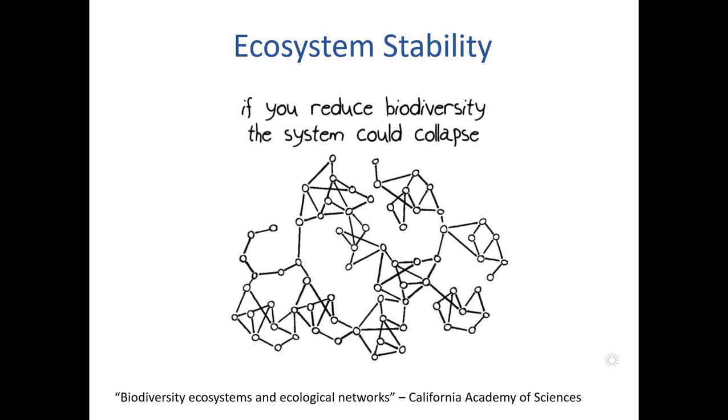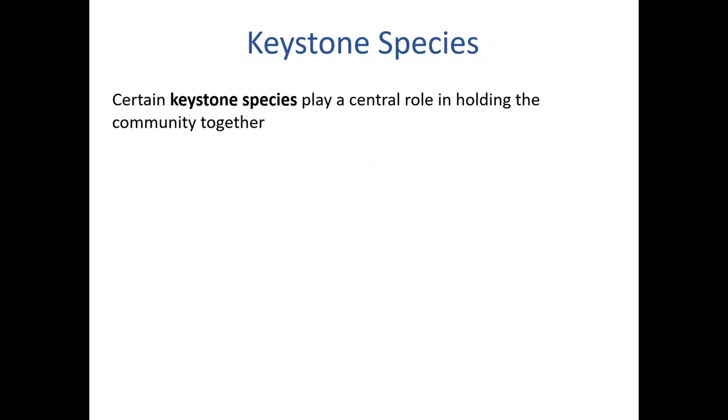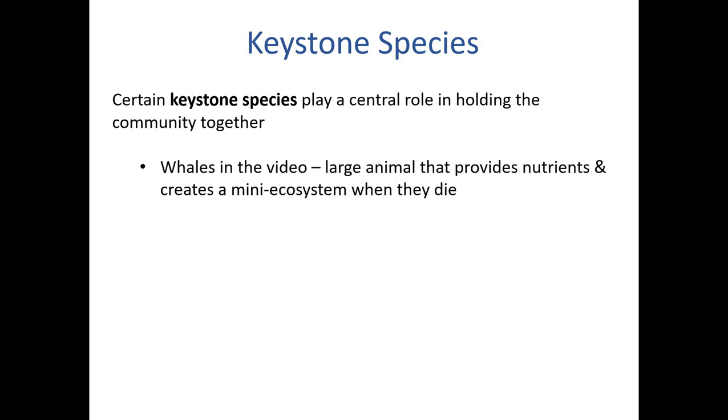One thing that was also talked about in the video is this key role of certain species within this web. We call these keystone species. Certain keystone species play a central role in holding the community together. Some examples from the video: we talked about the whale, this large animal that provides nutrients and creates a mini ecosystem when they die. And so the whale is important in that regard. It's also important, surely, for controlling the plankton populations. Predation is very important to a lot of ecosystems in order to maintain balance.